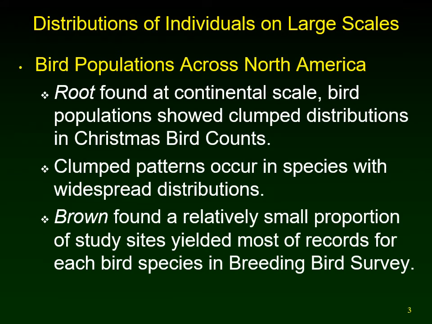Jim Brown and colleagues did the same thing, but they were looking at the breeding bird survey, and they found that the breeding birds were also clumped. The way they determined that was they saw that a small proportion of the study sites gave the most numbers for each bird species in the breeding bird survey. So very few sites had really huge numbers, so they had a much more clumped distribution.